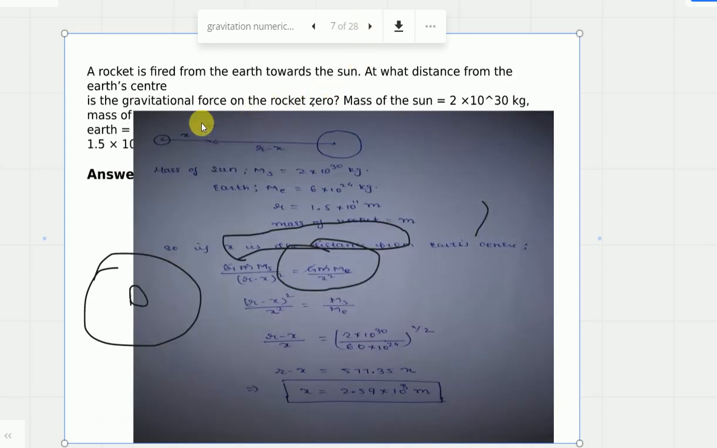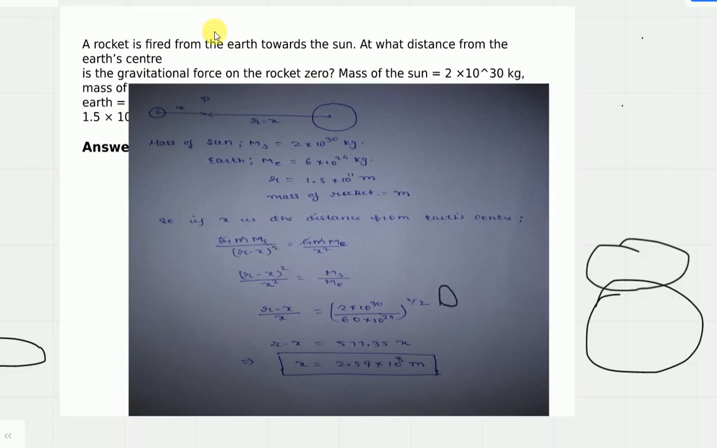Okay. This is an important question. See what happens. A rocket is fired from the Earth towards the Sun. At what distance from the Earth's center is the gravitational force on the rocket zero? So let us consider this is the Earth and a rocket is fired towards the Sun.